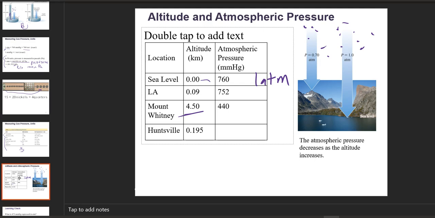I tried to look up Huntsville. I found our altitude is 0.195 kilometers, but the atmospheric pressure, I was going to convert it, and actually I got distracted and forgot.